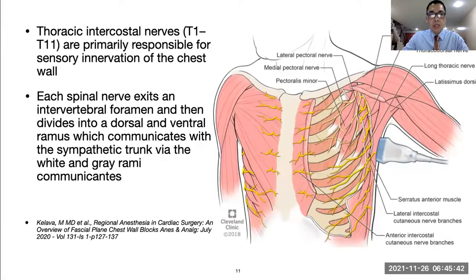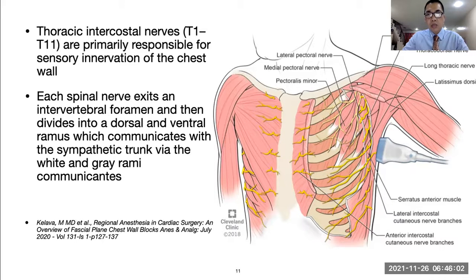The thoracic intercostal nerves from T1 to T11 are primarily responsible for the sensory innervation of the chest wall. Each spinal nerve exits an intervertebral foramen, then divides into a dorsal and ventral ramus, which communicate with the sympathetic tract by the white and gray rami communicantes.